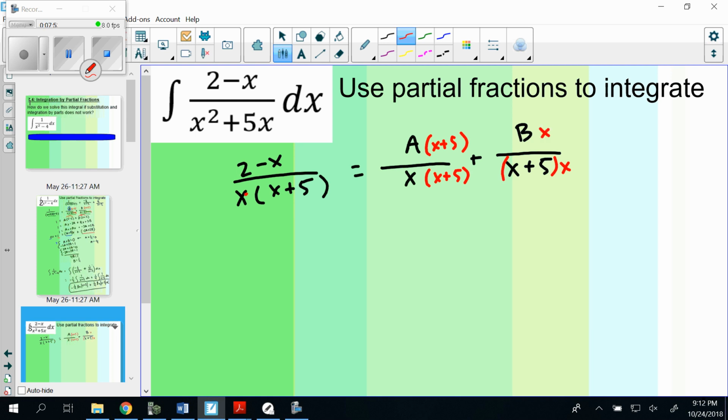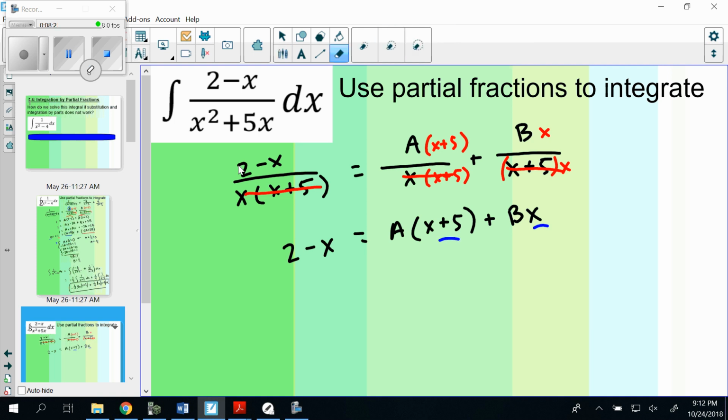Okay, now we just want to solve that top. So we got 2 minus x equals a times x plus 5 plus bx. Now we could do a very similar approach to the last one and go through and set up a system of equations. I'm going to show you an easier way though that most people use on these ones. We're going to figure out what are the two numbers here that would make these equal 0, and it's kind of a cheat way to find it, but it works.